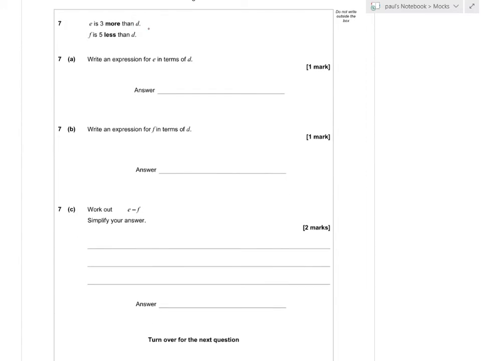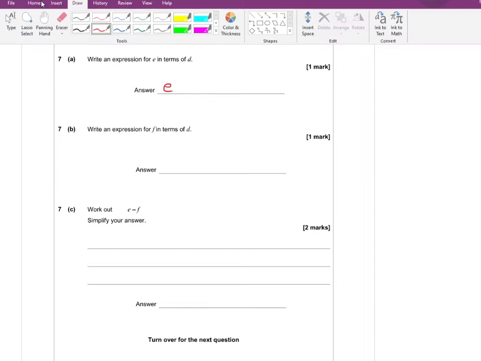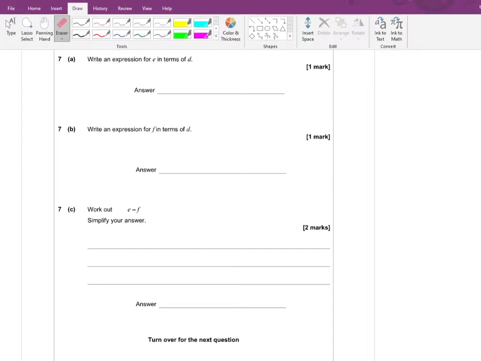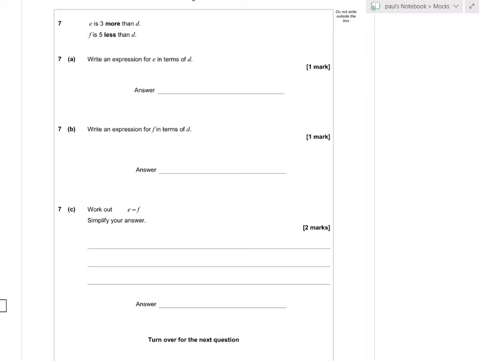E is 3 more than D, and F is 5 less than D. Write an expression for E in terms of D. So E is 3 more than D. Alright, hang on, let's put the E in afterwards. E is 3 more than D, so that would be D plus 3.